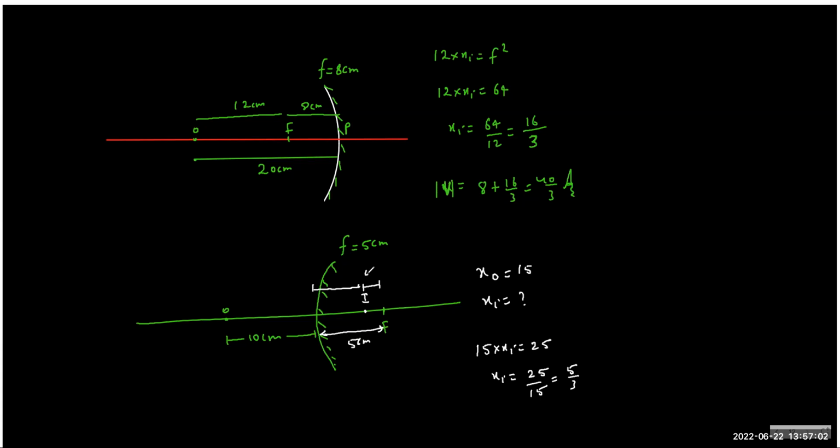So if this is 5 by 3, you can find the distance from the pole. How much? So 10 by 3.